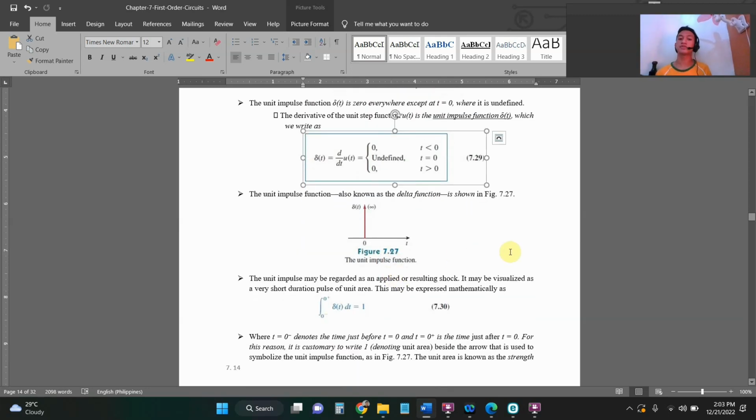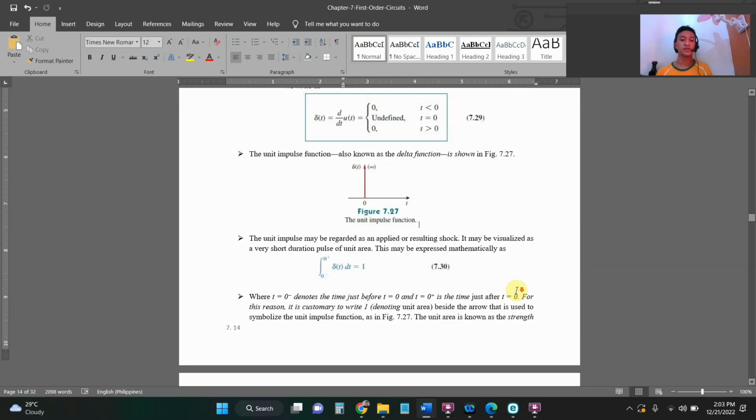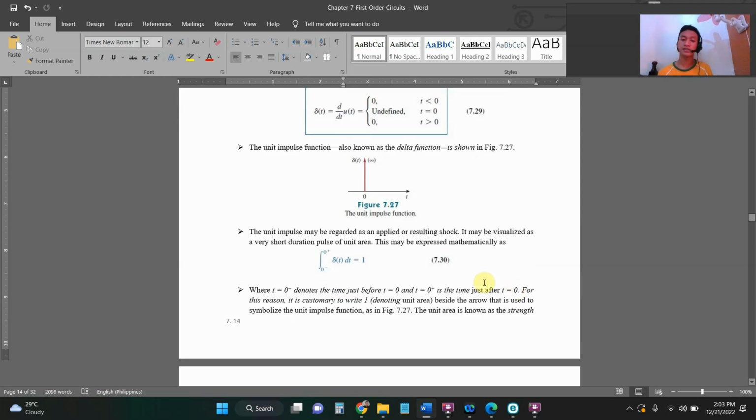The unit impulse function, or delta function, is shown in figure 7.27. This is what we call the unit impulse function, or simply the delta function. The unit impulse may be regarded as an applied or resulting shock. It may be visualized as a very short duration impulse of unit area. Mathematically, this is expressed as the integral from 0 minus to 0 plus of delta of t dt equals 1.